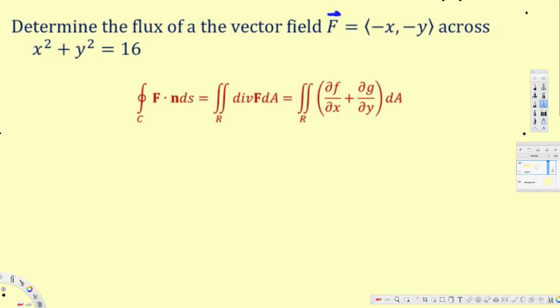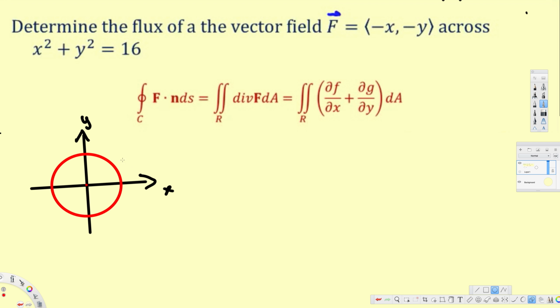Okay, now let's go ahead and draw the diagram. Let's say this is our y-axis, this is x-axis. Then we are going to have a circle with radius 4 because we have x squared plus y squared equals 16. So the circle is going to be with radius 4. Here we're going to have 4, negative 4, and we are going to take counterclockwise orientation.